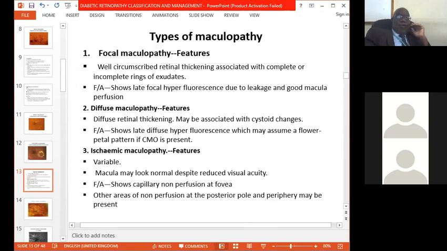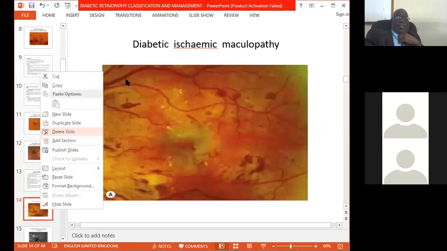So focal maculopathy, diffuse maculopathy, and ischemic maculopathy, those are the types of maculopathy which can occur. Diabetic ischemic maculopathy. Okay, this is just a picture. You cannot say it's ischemic until a fluorescein angiography has been done, which will show non-perfusion of the macular area.